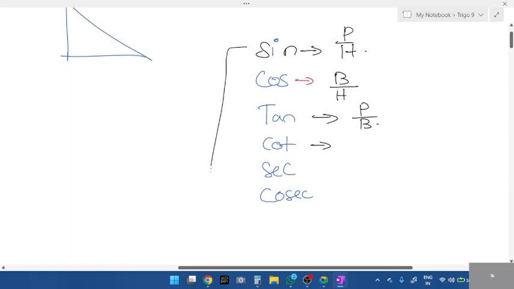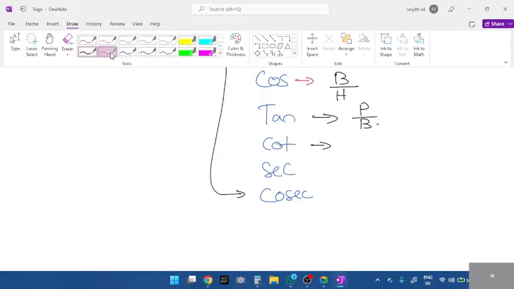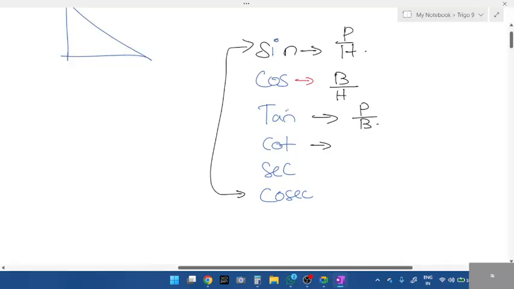For the left hand side, which relation do we use? Reciprocal. Very good, reciprocal relation. So what is the reciprocal of sine? Sine is perpendicular by hypotenuse, so the reciprocal is cosec, hypotenuse by perpendicular. Cos gives sec, hypotenuse by base. For cot, base by perpendicular. These are the 6 trigonometry ratios.